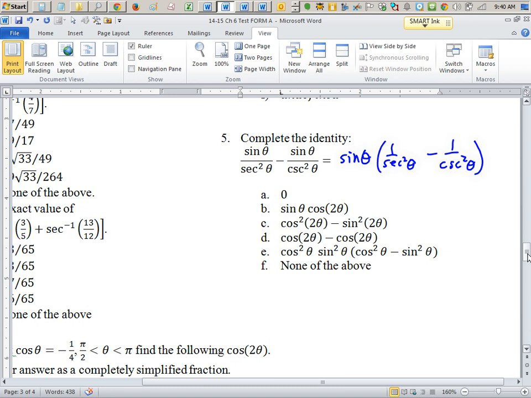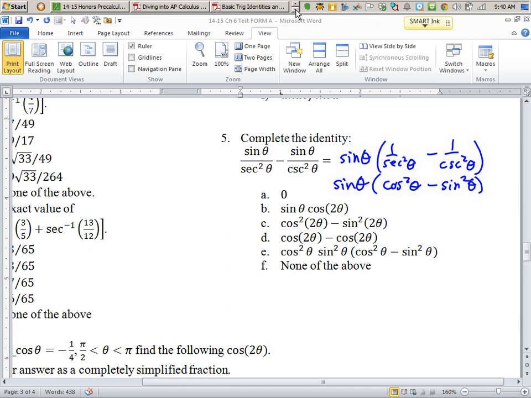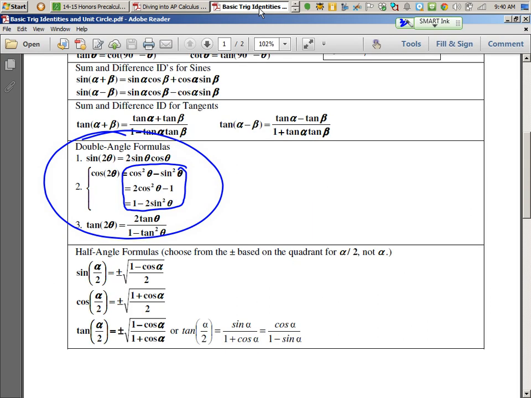Anyway, what's 1 over sec? Isn't that just cosine? So what's 1 over sec squared? Cosine squared. Okay. So this is just basically cosine squared. And 1 over cosecant is the same thing as sine. So this is just sine squared. Cosine squared minus sine squared. Boy, that sounds so familiar. Going back to our cheat sheet, cosine squared minus sine squared. There it is. Cos 2 theta. Okay, let's go back and replace that with a cos 2 theta.